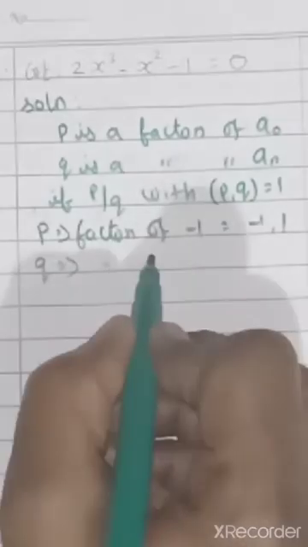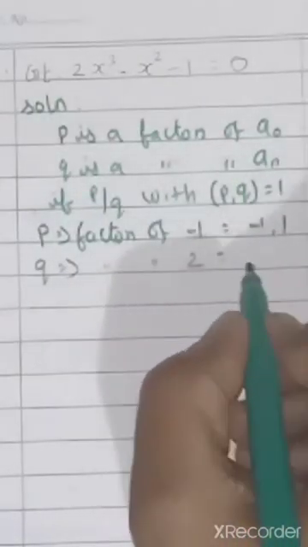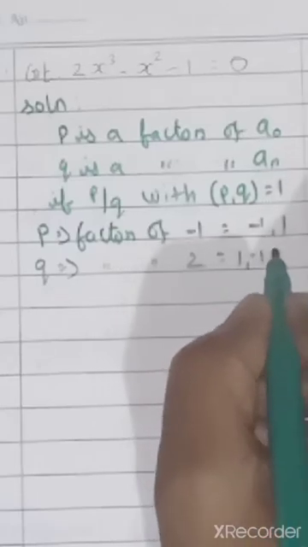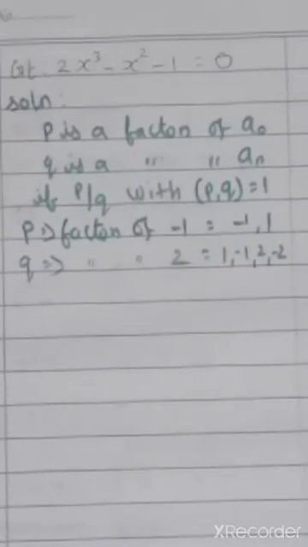Next, Q is a factor of 2, because Q is a factor of AN, and AN here is 2. So what are the divisors of 2? 1 and minus 1 come, then 2 and minus 2 come. Is that right? 1, minus 1 and 2, minus 2.